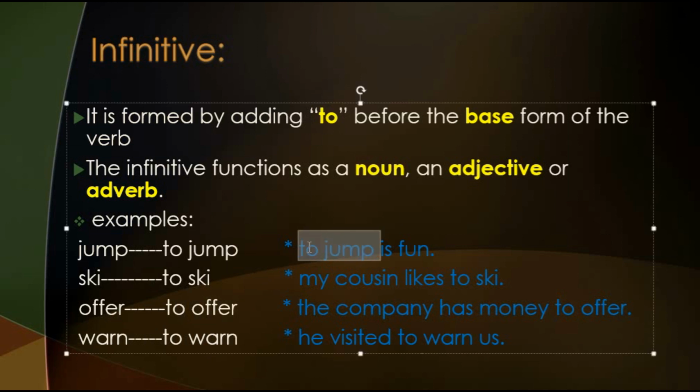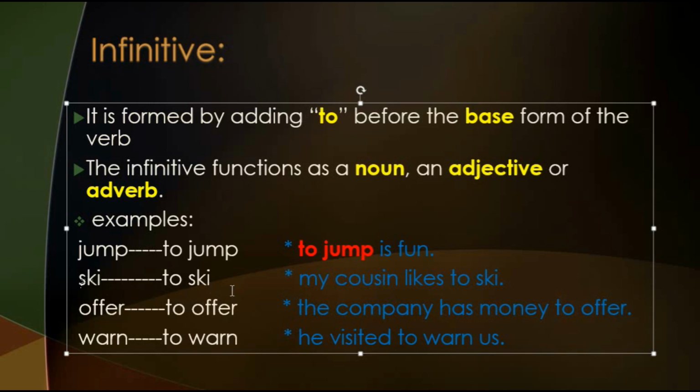To jump is fun. This is my infinitive, right? To jump is fun. So in this case, to jump is the subject of the verb is, the verb to be, is. So in this case, it's a noun, and it functions as a subject of the verb is, right? Okay. So I think this is kind of easy to understand in this case.